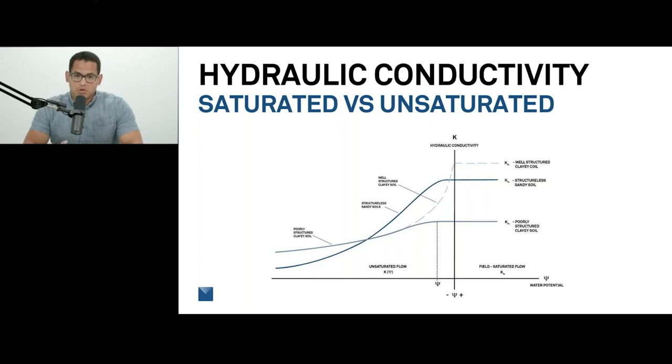So it's really important that we understand these impacts, especially if we're trying to model these parameters. The structure plays a really big role. We can't just use texture on its own to assess these properties.